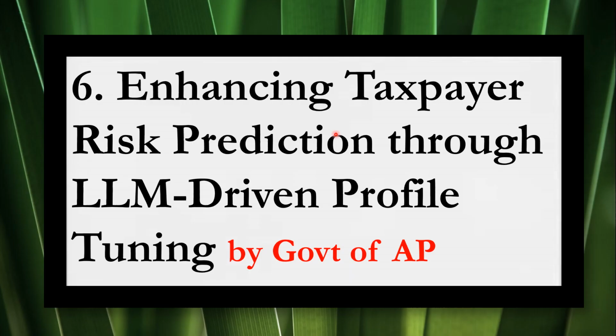Then the next paper was Enhancing Text Pair Risk Prediction through LLM Driven Profile Tuning by Government of Andhra Pradesh. So governments around the world need to identify potential issues with taxpayer financial records, and this research introduces a new way to use powerful AI systems called large language models to analyze taxpayer data. By doing this, the AI can better understand how taxpayers behave and predict if there are any potential problems, which will involve accuracy and providing more detailed information.